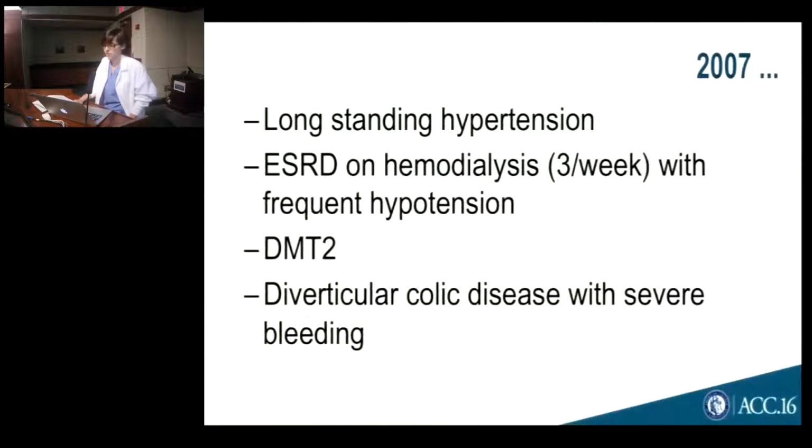She also has diabetes, and she has a past medical history significant for severe bleeding due to a diverticular colic disease that had been treated with multiple transfusions and required a previous embolization of sigmoid branches in the inferior mesenteric artery. That, however, did not resolve the issue, and she's going through hemodialysis without heparinization of the circuit.